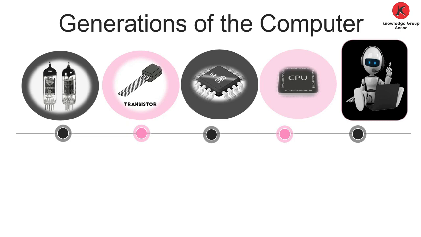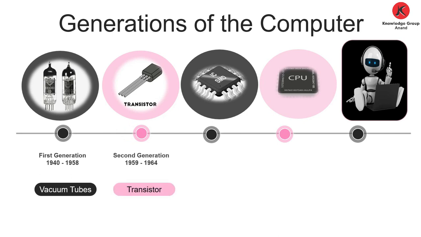Now guys, we are going to learn about the computer generations. There are different generations. The first generation computers were developed during 1940 to 1958, and vacuum tube technology was used. Next is the second generation, used from 1959 to 1964, in which transistors were used. Then the third generation, used from 1965 to 1970, in which IC, meaning integrated circuit, technology was used.